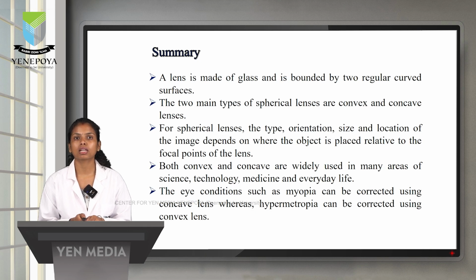Summary: a lens is made up of glass and is bounded by two regular curved surfaces. The two main types of spherical lenses are convex and concave lens. For spherical lenses, the type, orientation, size and location of the image depends on the position of the object. Both convex and concave lenses are widely used in many areas of science, technology, medicine and everyday life. The eye conditions such as myopia can be corrected using concave lens, whereas hypermetropia can be corrected using convex lens.